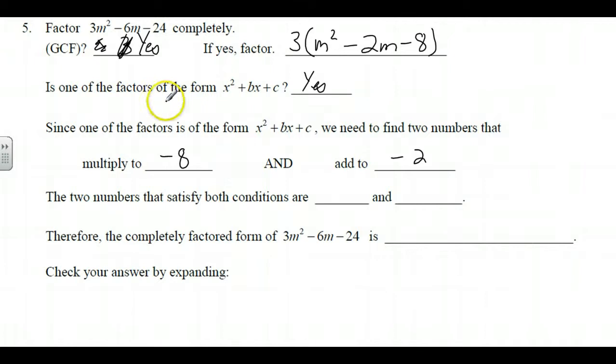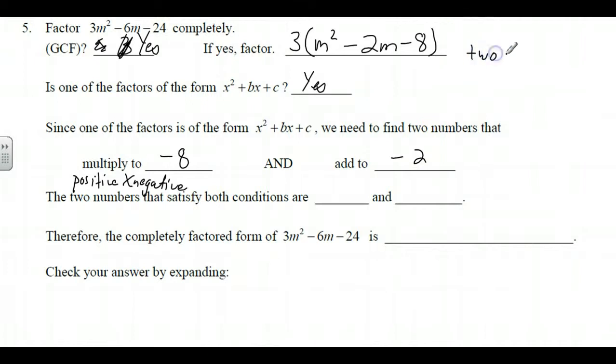Okay, here's how I think about these. I say, if I have a negative product, the only way to get a negative product is to multiply a positive times a negative, right? One factor has to be positive, and one factor has to be negative. So I need two numbers that multiply to 8. So at this point, I'm not worried about the negative 8, and I'm not worried about the negative 2. So what I want is this.